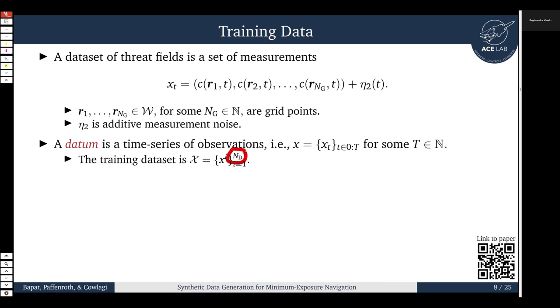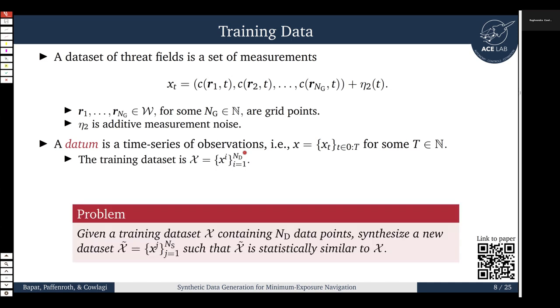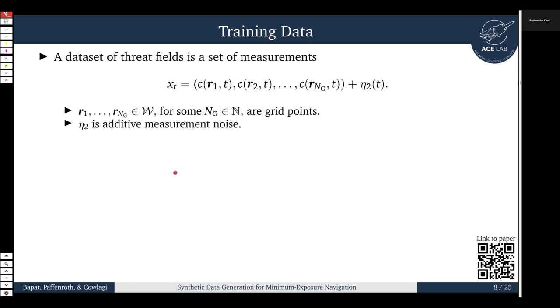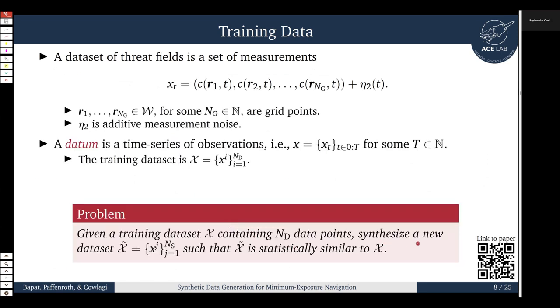The ND is the number of training data points that we have, which I'm going to assume is relatively small. So the problem of interest is that with this training data set and the governing equations that we had on the previous slide, we would like to synthesize a new data set that is hopefully abundant. So we can synthesize as much as we want, which speaks to the need for computational efficiency of this training process. And we're going to investigate generative AI models to be able to do that.